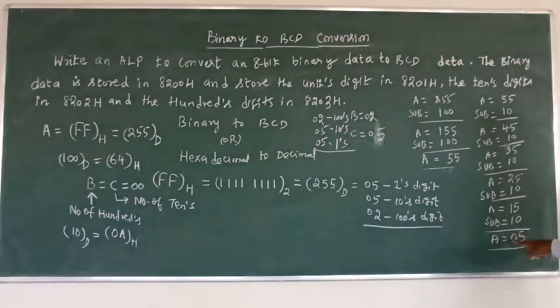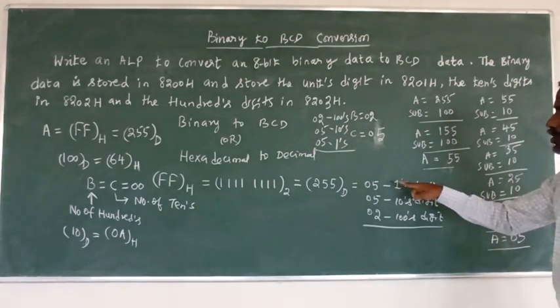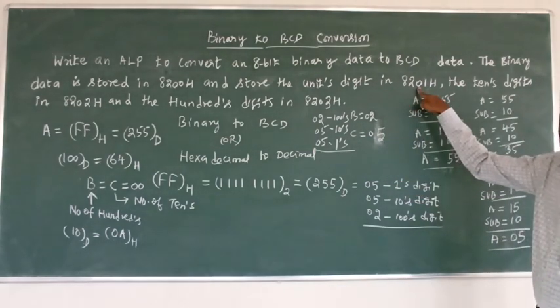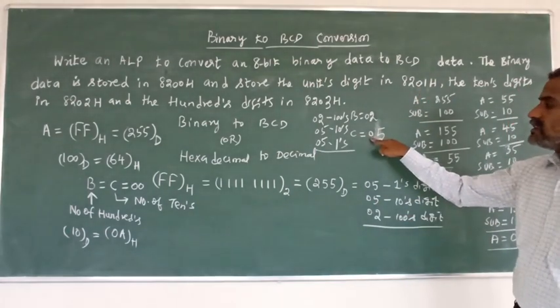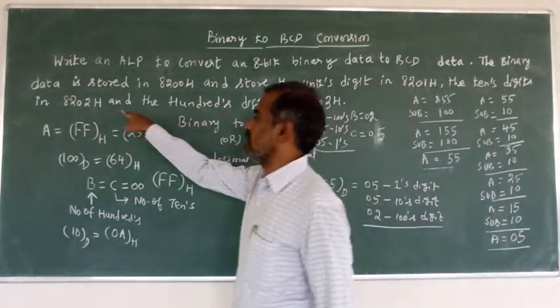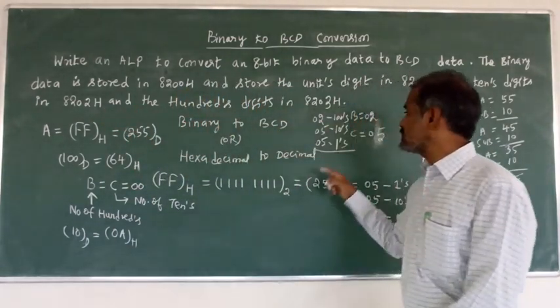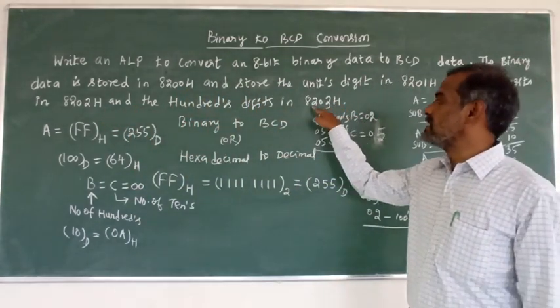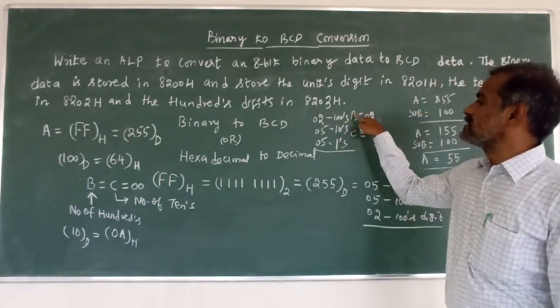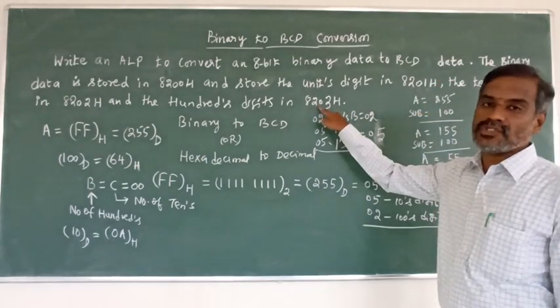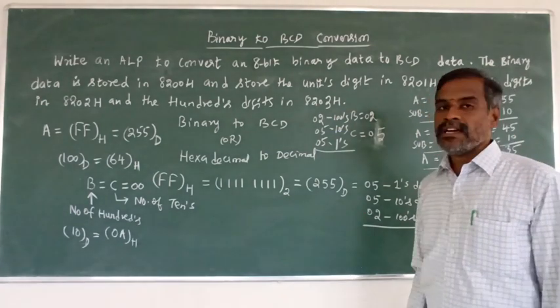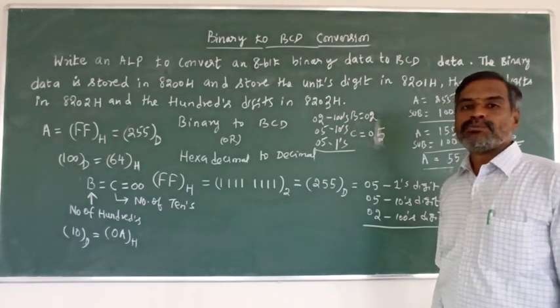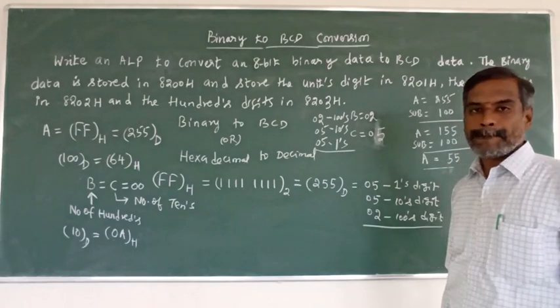Now the units digit is directly stored at address 8201, the tens result available in the C register is stored at address 8202, and the hundreds digit available in the B register is now stored at address 8203. This is the logic. For this logic we have to write the program.